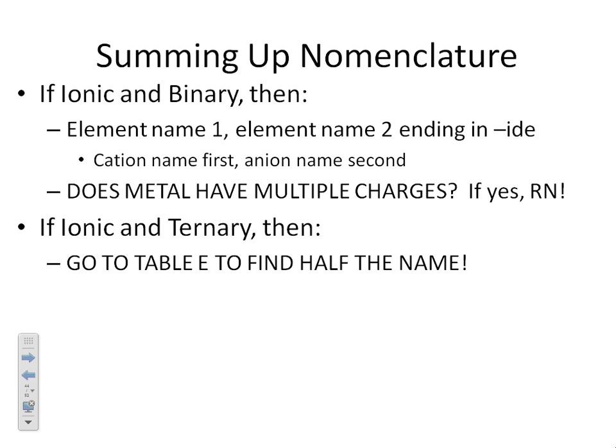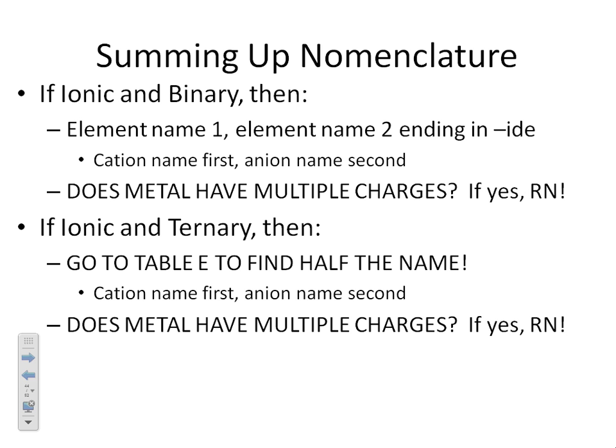So if it's ionic and ternary, go to table E and find half the name. Now the compound is still named the same way in terms of what's the name of the first thing, what's the name of the second thing, and then you're done. So you don't need to get super complicated in terms of that naming. It's first thing, second thing, but you might have to find half of the name in table E.